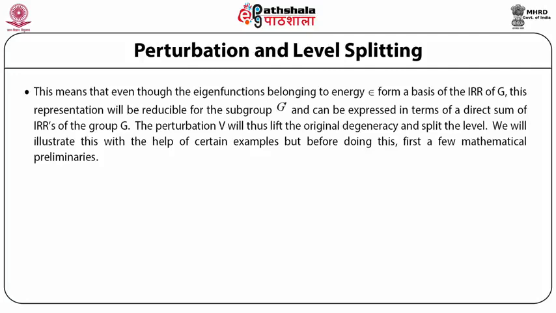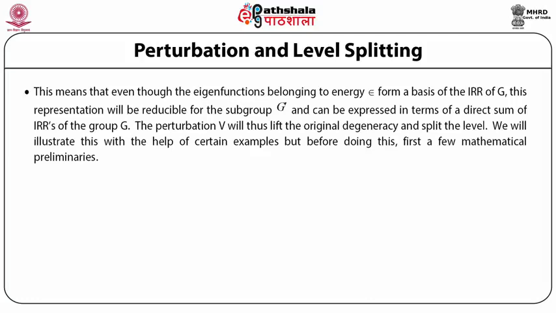Why? Because even though the eigenfunctions belonging to a particular energy E may form a basis of the irreducible representation of G, this representation is reducible for the subgroup G prime. G prime is a smaller subgroup, and the representation can be expressed in terms of the direct sum of irreducible representations. The perturbation V thus will lift the degeneracy and split the level.